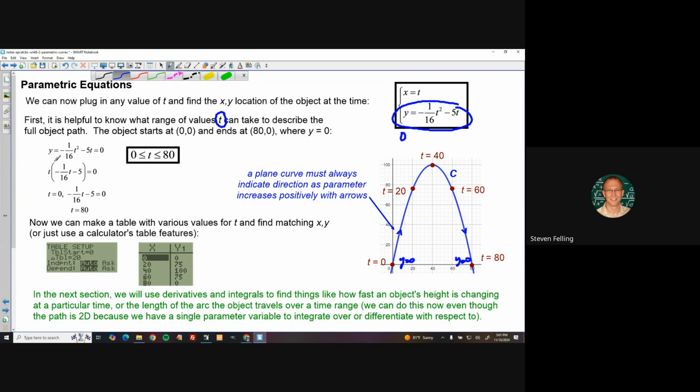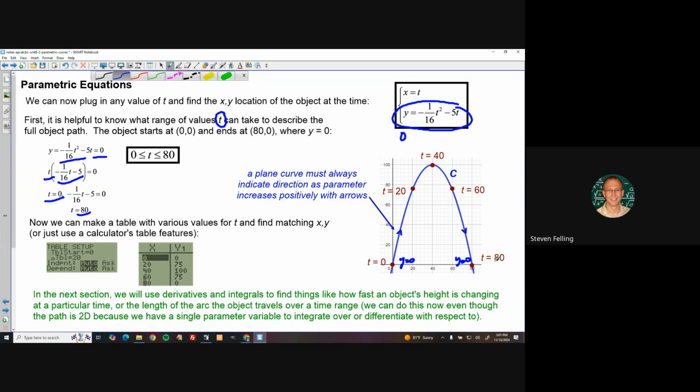So if I said y equals 0, you can factor a t out, and that means that either t is 0 or this is 0, which occurs when t is 80. And so that means that we'll be at y equals 0 when the parameter t equals 0, when time is 0, and we'll be back at y equals 0 again when the parameter t is 80. Maybe it's 80 seconds, something like that.